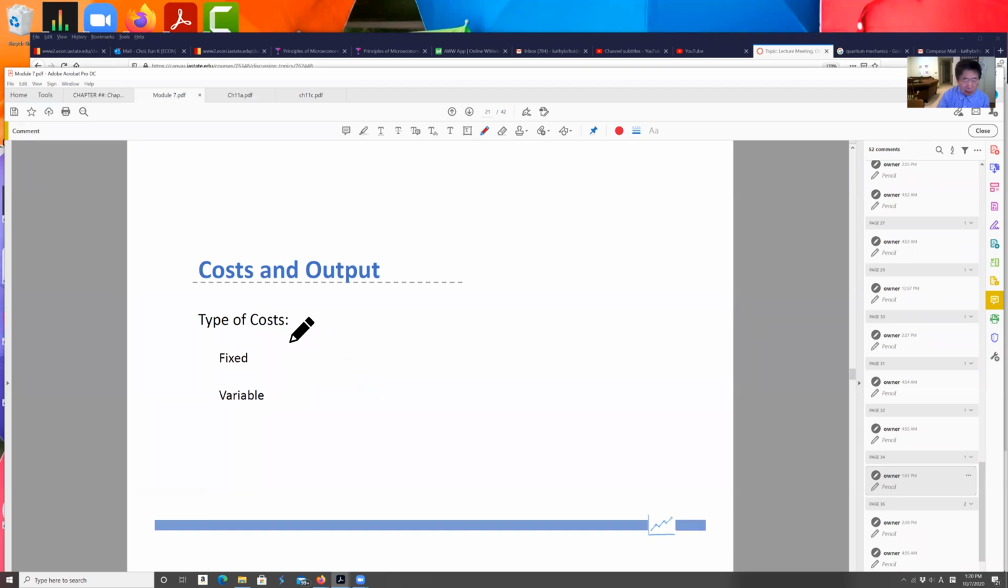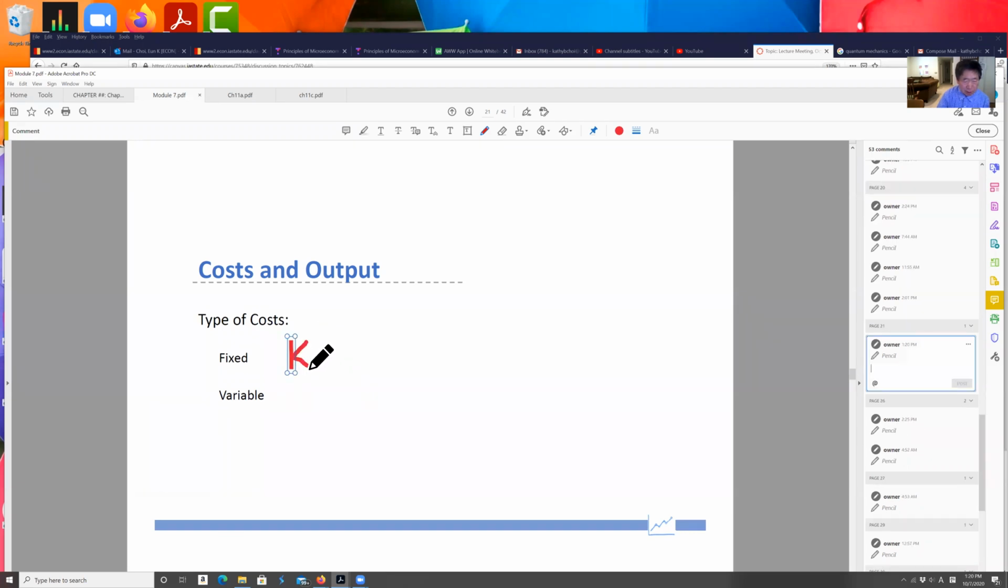Most of the time we think capital, like machinery, buildings, experiment stations, etc. These are considered capital equipment, capital input, okay? And they tend to be fixed input in the short run. The rent has been paid. There's nothing you can do about it by changing the output level.